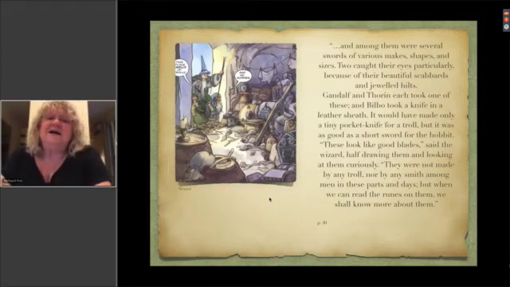So they had the key, and they opened it up, and among all of this stuff were several swords of various makes, shapes, and sizes. Two caught their eyes particularly because of the beautiful scabbards and jeweled hilts.